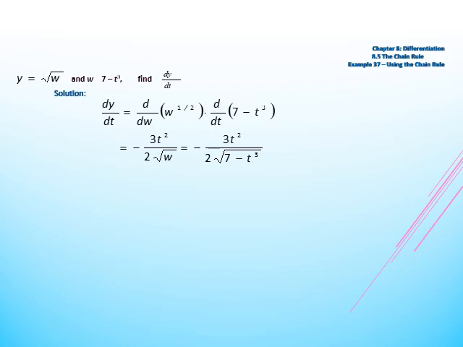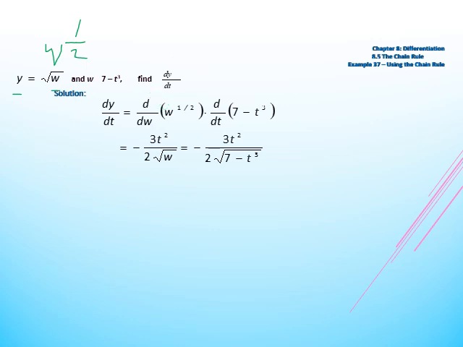Another example for the chain rule: y equal to root w, which is equal to w to the power half, and w equal to 7 minus t to the power 3. Find dy over dt. Note again that we have three variables, y, w and t, and we want the derivative dy over dt.